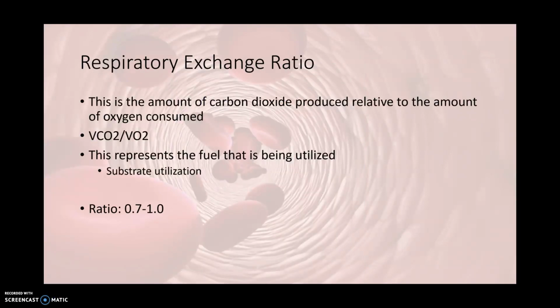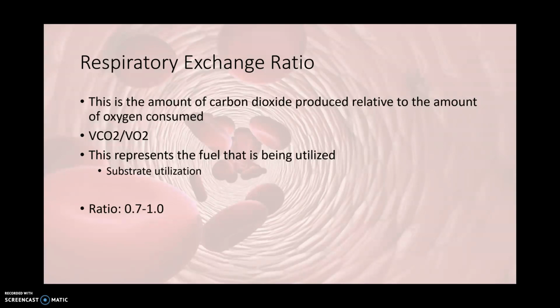Okay, so I'm going to start talking a little bit about respiratory exchange ratio and what that means. The respiratory exchange ratio, or RER, is the amount of carbon dioxide produced relative to the amount of oxygen consumed. So the equation is VCO2 over VO2. Again, that's the amount of carbon dioxide produced relative to the amount of oxygen one is consuming.